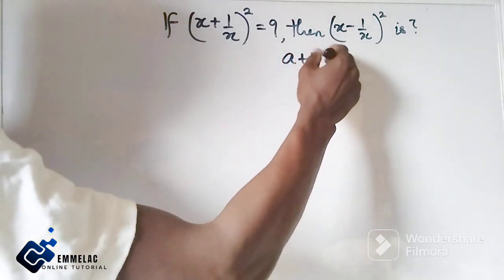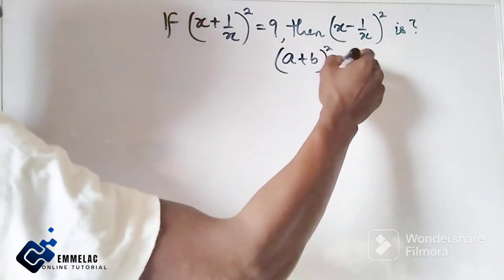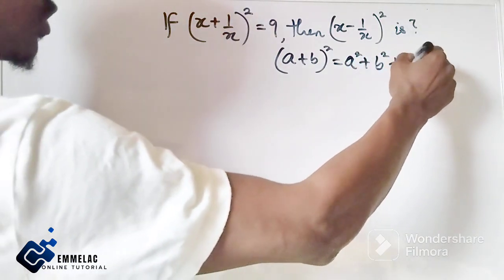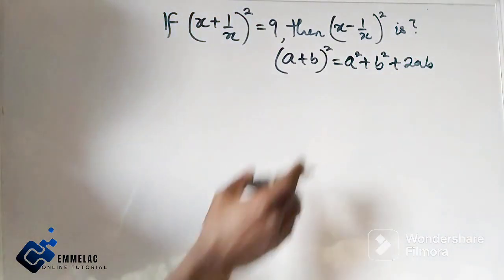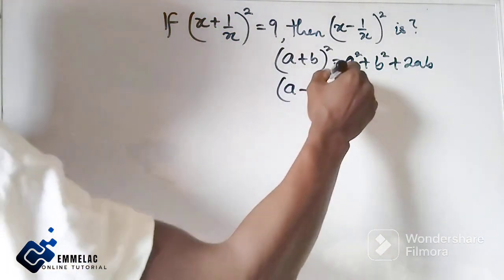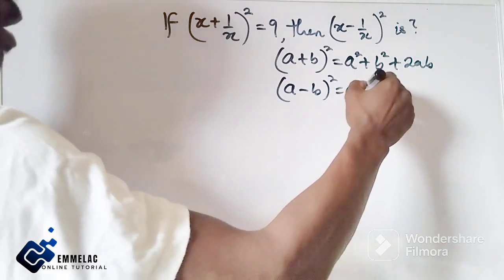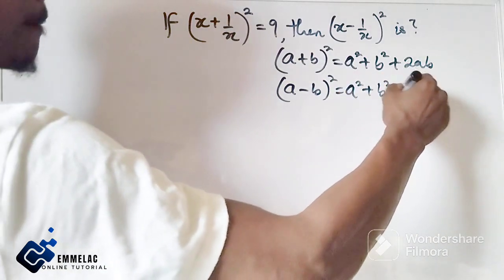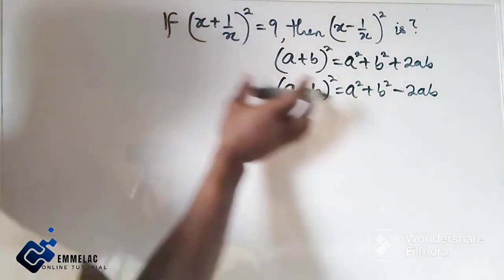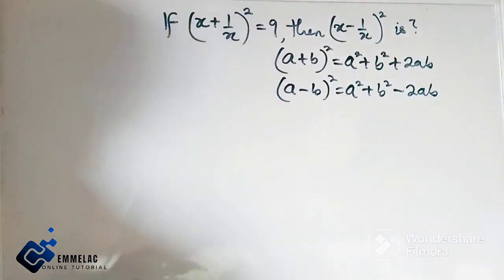(a plus b) all squared will give us a squared plus b squared plus 2ab. And for the negative, we have (a minus b) all raised to the power 2 will give us a squared plus b squared minus 2ab. Alright, with this relationship we can solve this problem.